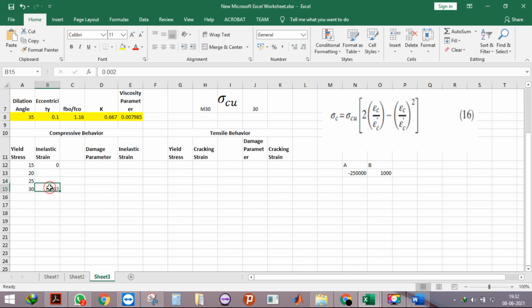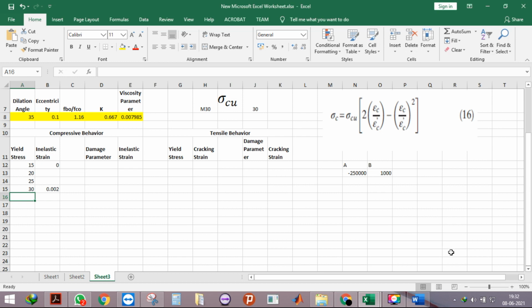The strain corresponding to stress 30, that is ultimate, is 0.002, which is given from the Kent and Park model. So you can use that model, or you can use any other model that is available in the literature. There are n numbers of models that are already available in the literature.